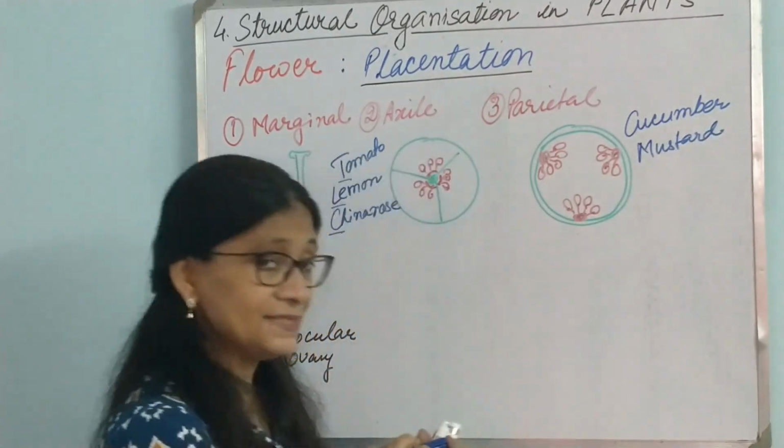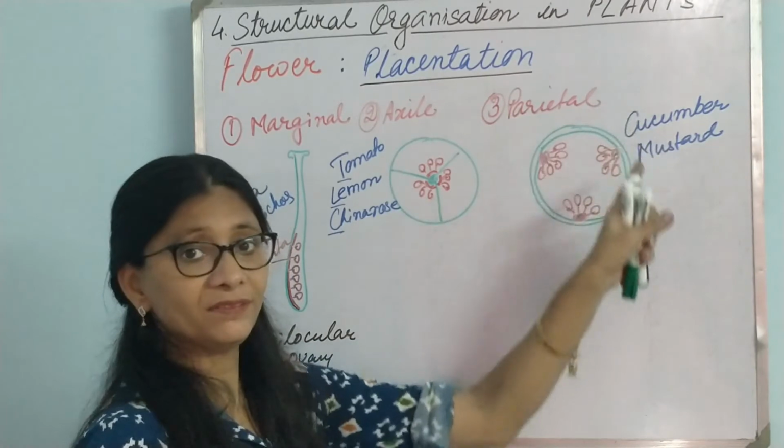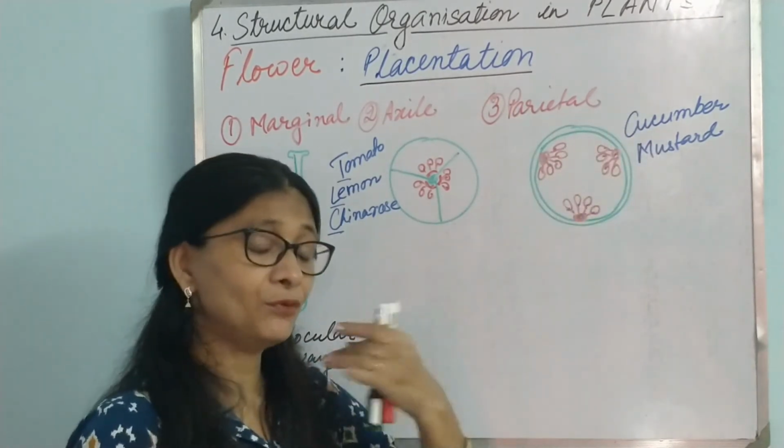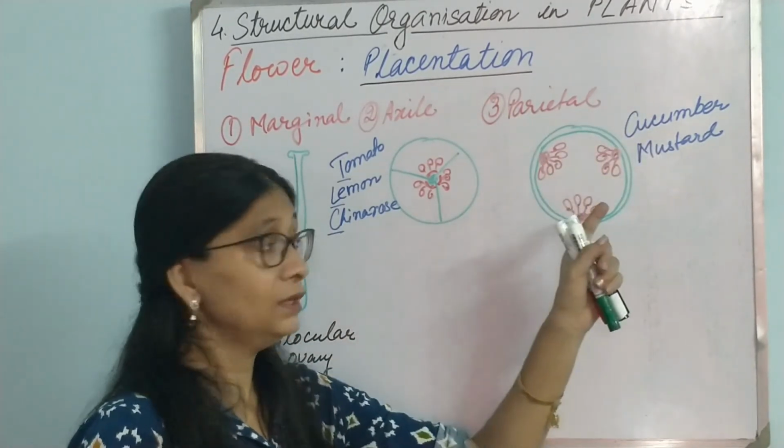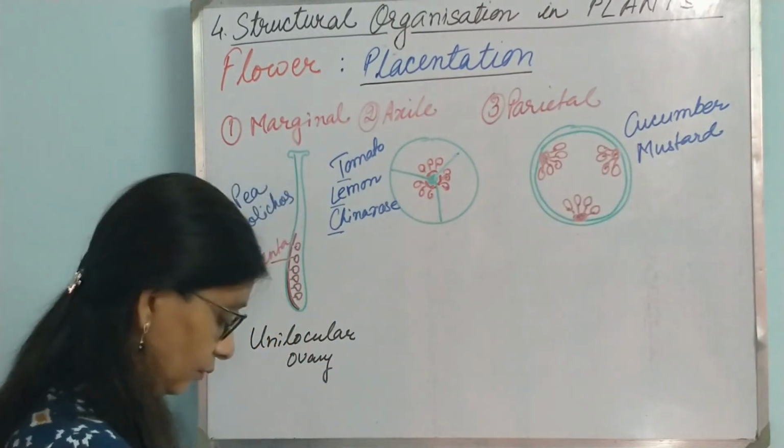So remember like this: CM, Chief Minister. Parietal is found in CM. Remember, make some trick to remember the examples. These are very important. And here one more thing is there.